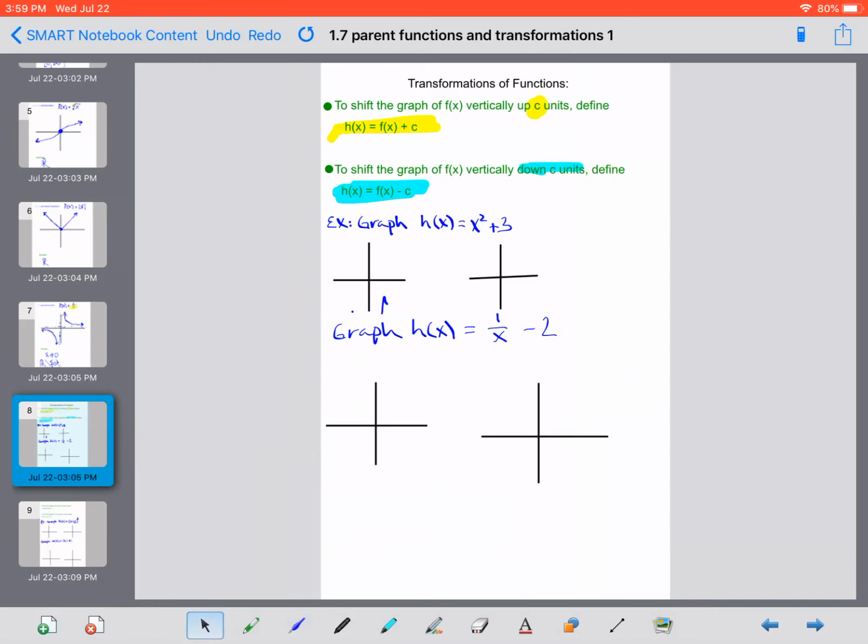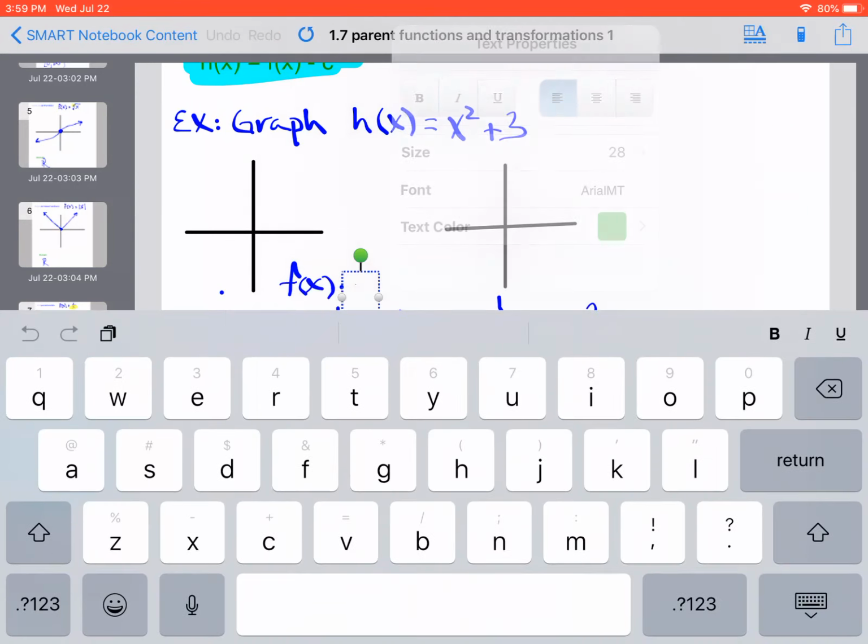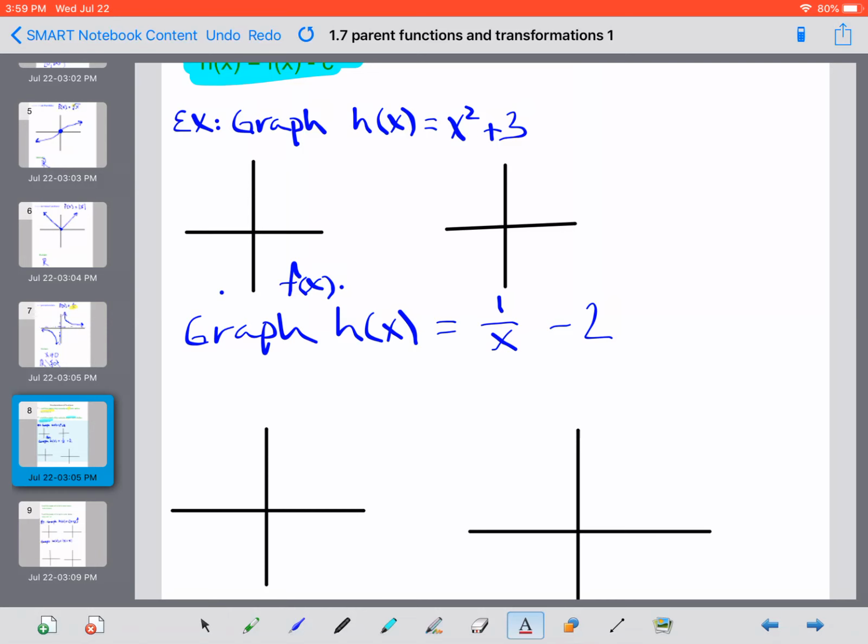We can start off by graphing the original function. Oops, let me zoom in so I have space here. Let's graph the original function f of x equals x squared. We know from earlier in the video that this is a parabola. Should go right through the origin.